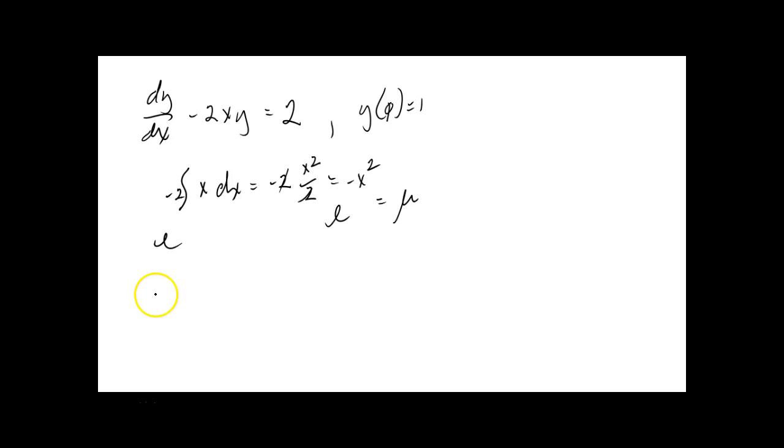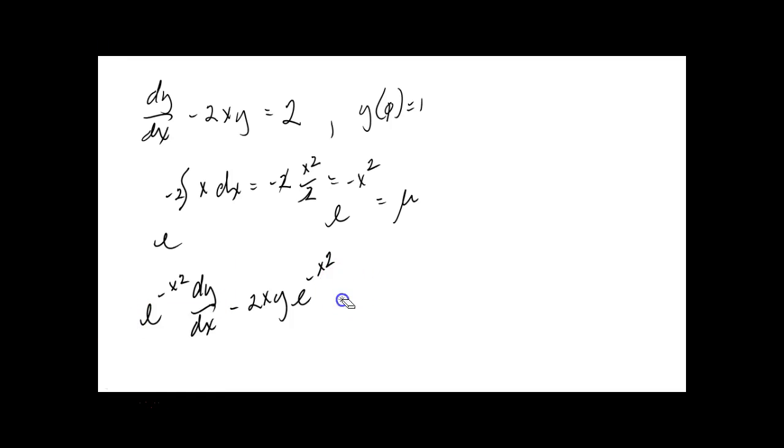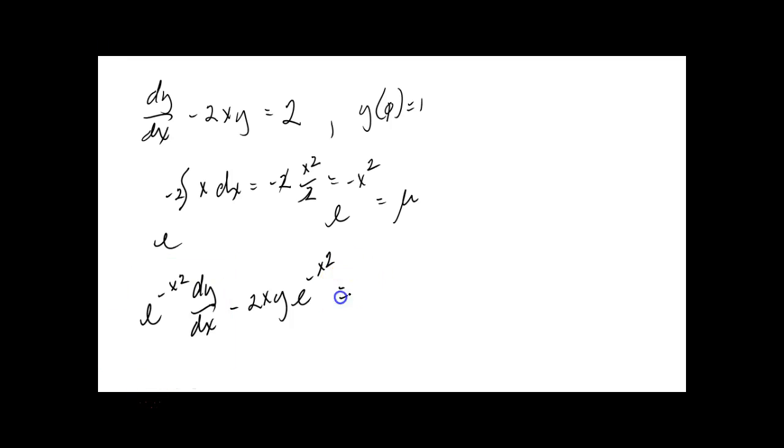You say e to the minus x squared dy dx minus 2xy e to the minus x squared. Wait, no, I already put the y in there, sorry. Is equal to 2e to the minus x squared. Okay?